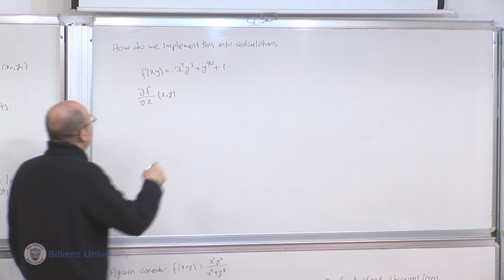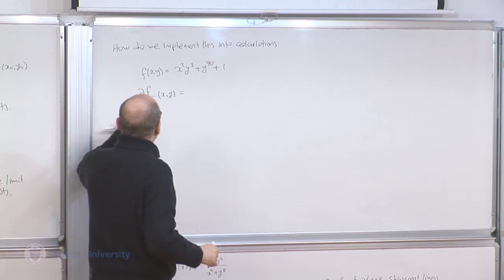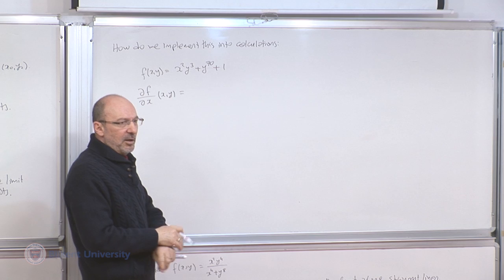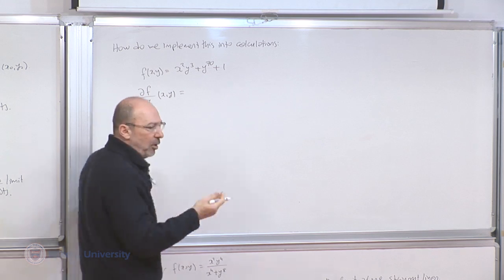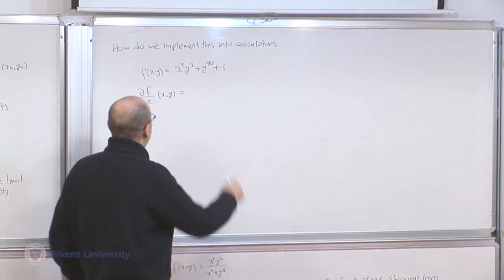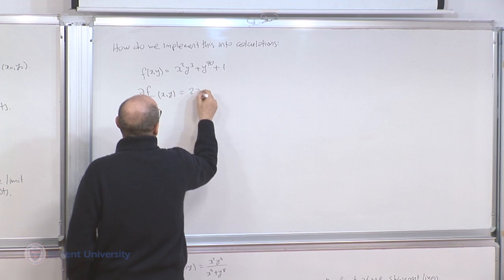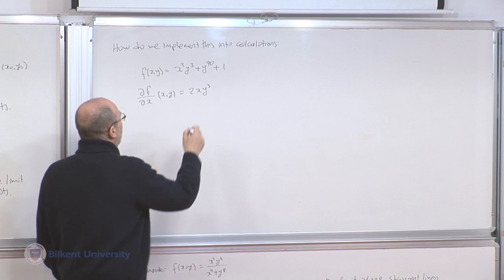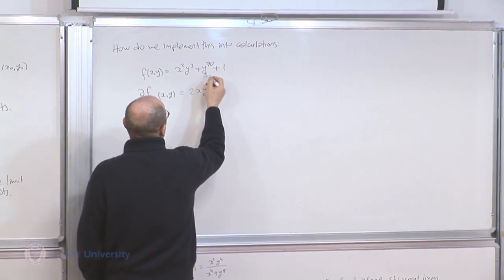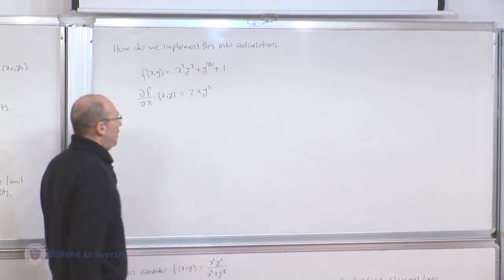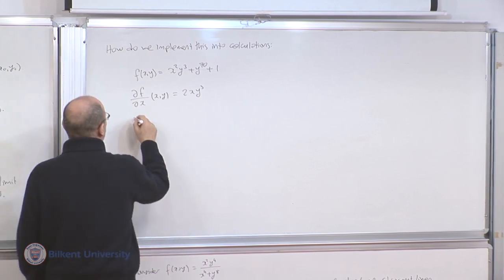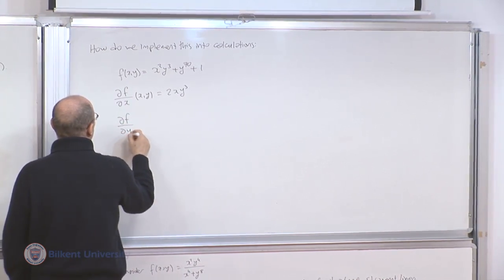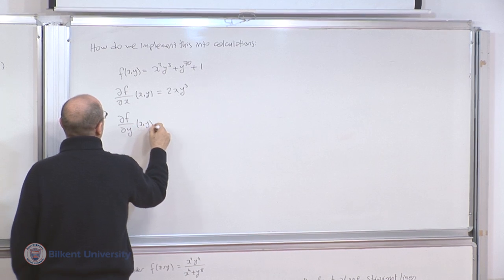Okay. So the definition says that y is constant, only x is changing. So we use just what we learned last semester. The derivative of this is 2x y cubed. Y cubed is a constant, so it stays there. Plus, there is no x in this term, so that's it. Okay. So we take the derivative of this with respect to y at x y.